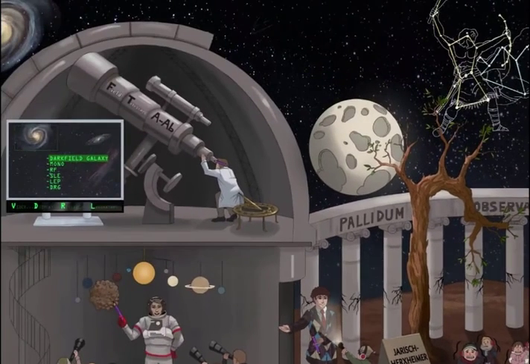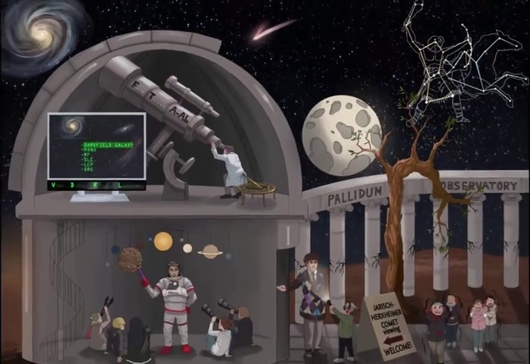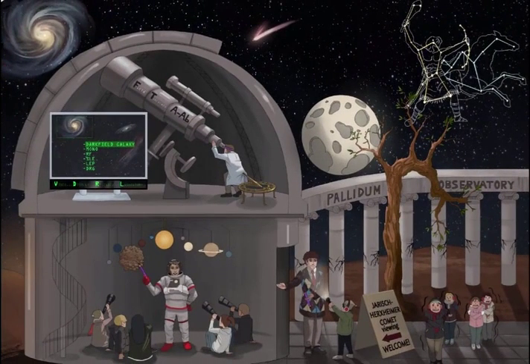So to represent this, think of this giant ball of fire and ice flying through space, a comet. The fire and ice is to remind you of the fever and chills associated with this reaction. So that wraps up Treponema pallidum and the disease syphilis.